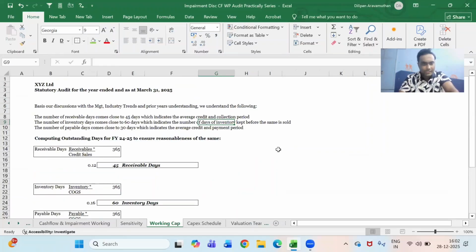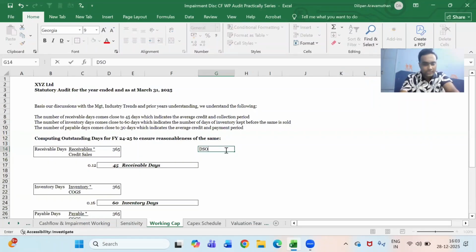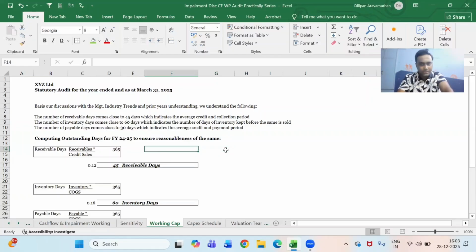So let's come to our working capital. Basically, what we need to do is first compute the days outstanding. DSO is a common term which they use in industry. We need to compute this, guys. After we compute this, I'll tell you what to do and why we do this, right? So first, let's compute the days sales outstanding.